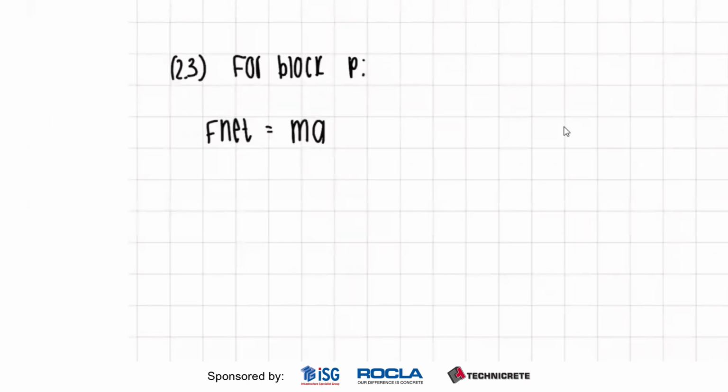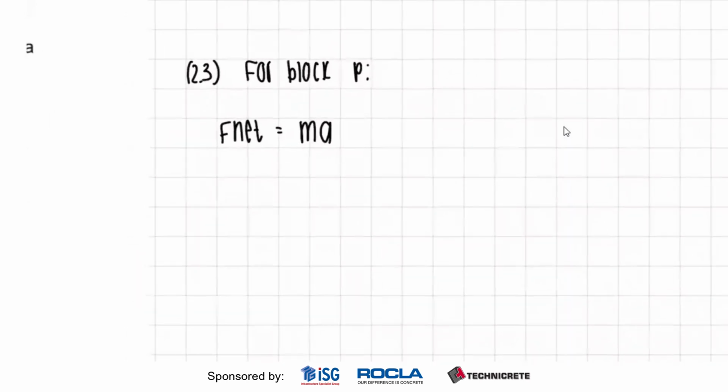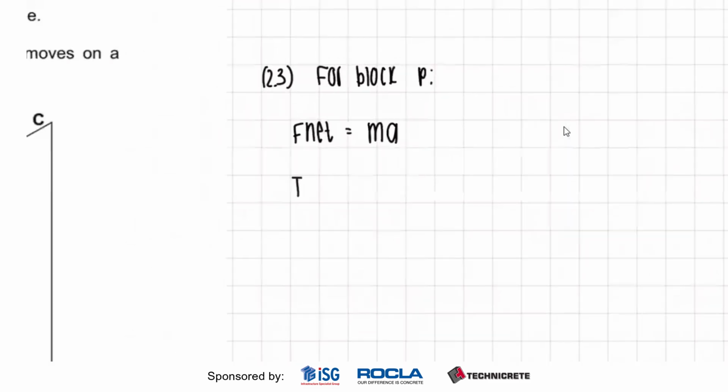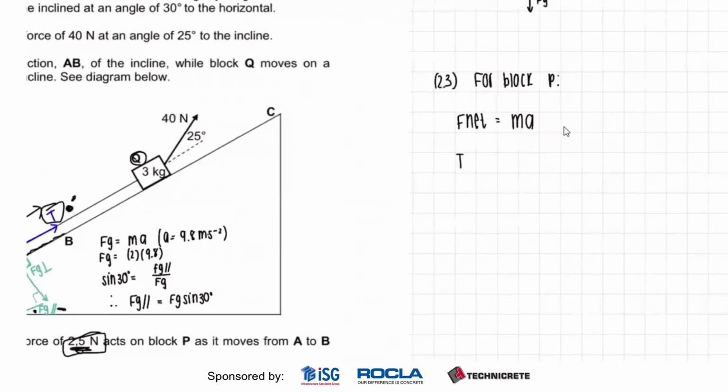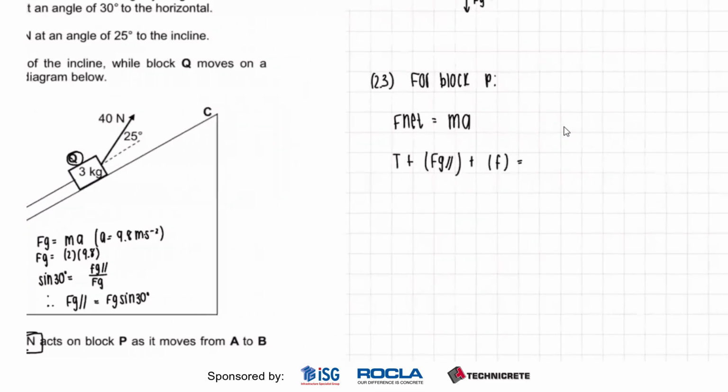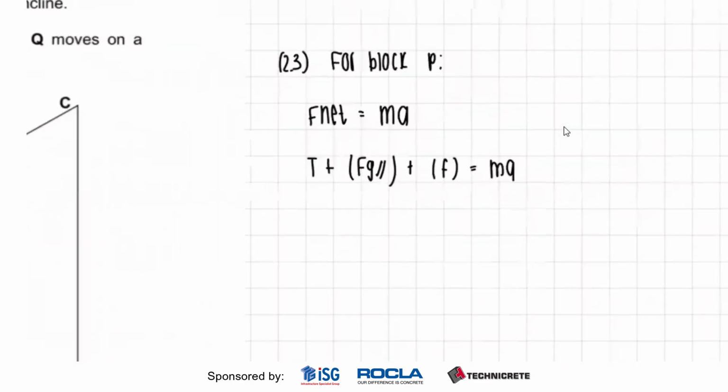Okay, we said that the F net would be equal to the tension, which is going up the slope, plus the force of gravity that is parallel, which is working down the slope, plus the force of friction, which is also working down the slope, and that is equal to m times a. Okay.